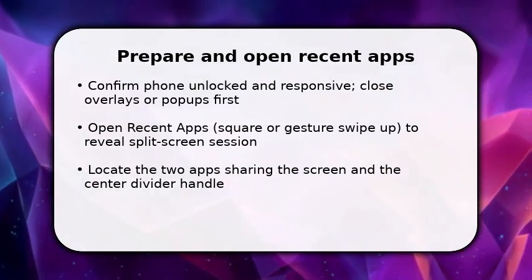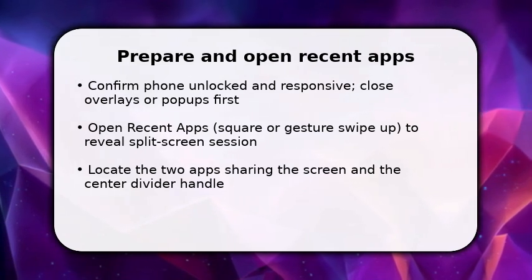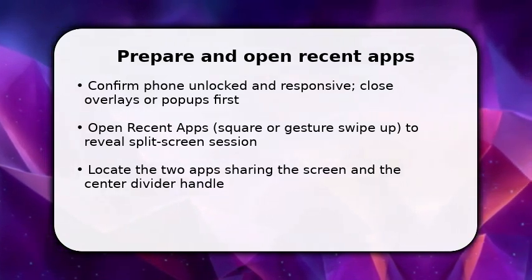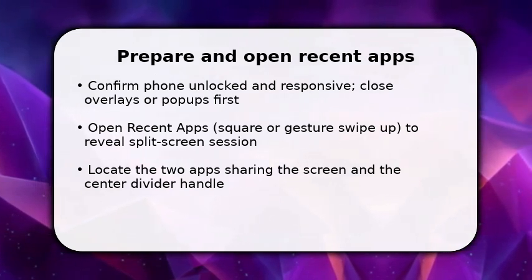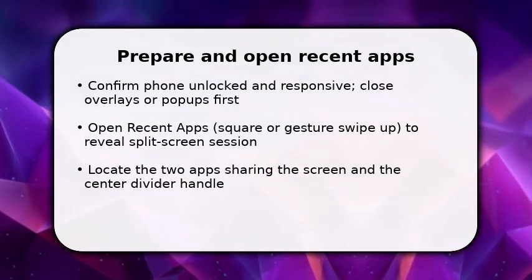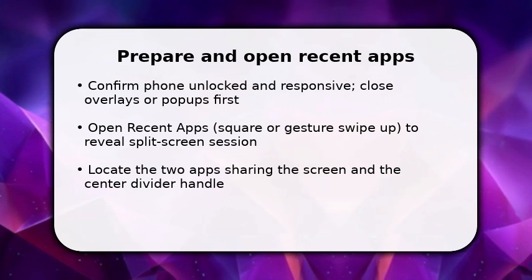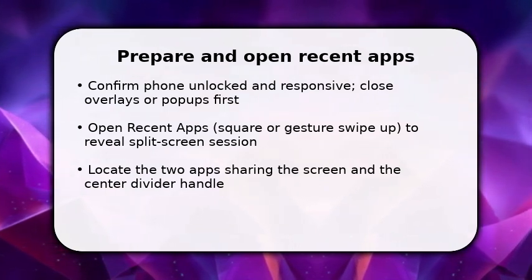Make sure you use the recent button or the gesture swipe up, whichever your phone uses, because the split screen controls live there. You want to see the small handle or the app icons at the top of each pane so you can take the next step without toggling random settings.